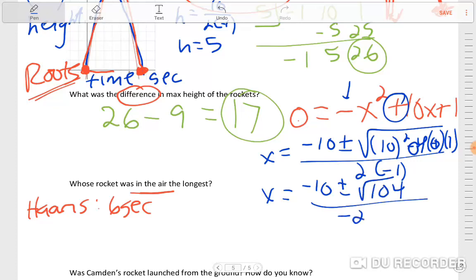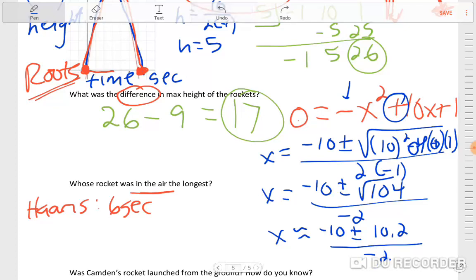Because this is a word problem, we're trying to estimate, and I take the square root of 104. Let me change this to approximate because now we're rounding. So I get approximately -10 plus or minus 10.2, because that's the square root of 104, over -2. If I add -10 to 10.2, I get a positive. And if I get a positive and then I divide it by a negative, that gives me a negative, which makes no sense because we're looking for time. You can't have a negative time.